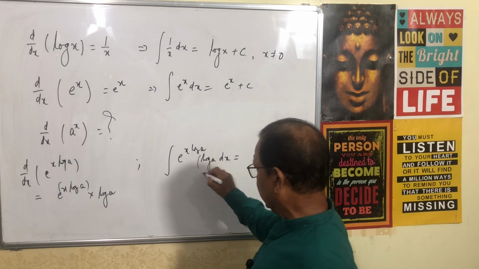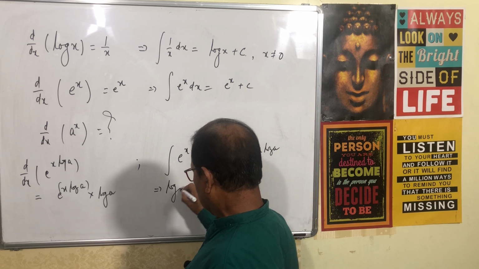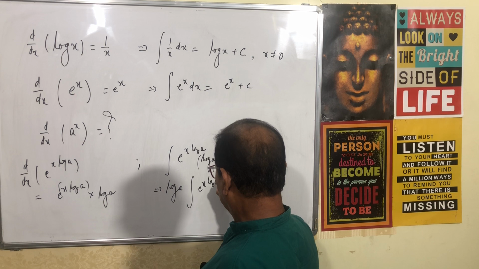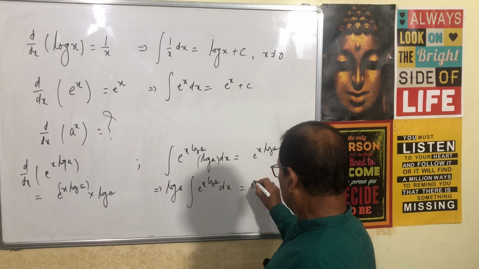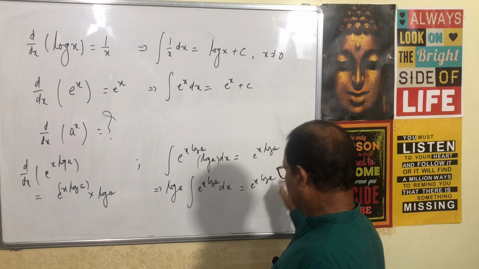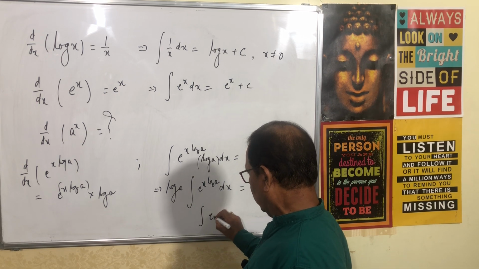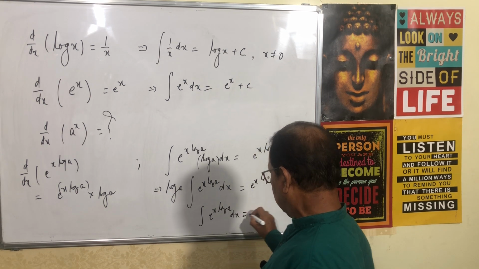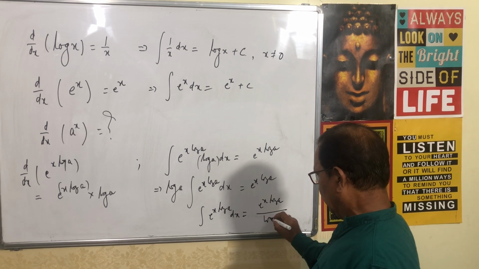This log a is constant, it can be taken out. So, this is log a and then e to the power x log a dx, and finally e to the power x log a. Again divide both sides by log a. So, this integral e to the power x log a dx is equal to what? e to the power x log a upon log a.